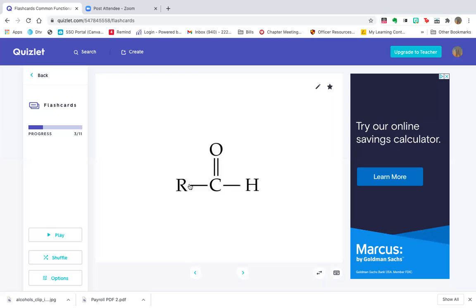Because if this wasn't a carbon, then it would be a weird molecule that we don't work with in Chem 2. So when you're looking at it in Chem 2 circumstances, it's almost always going to be a carbon. But yeah, they probably put the R because in other circumstances it wouldn't be a carbon.